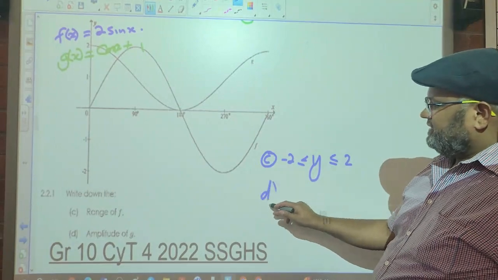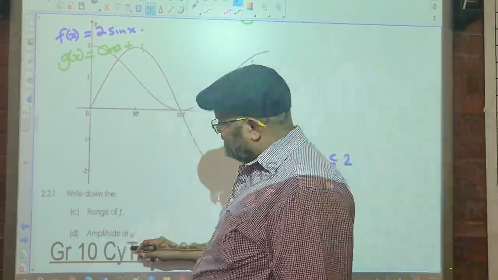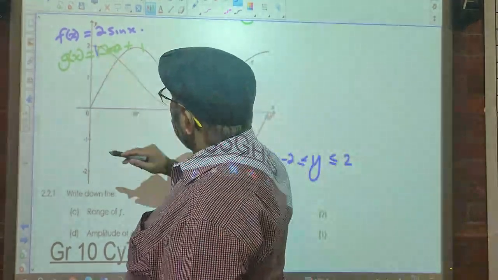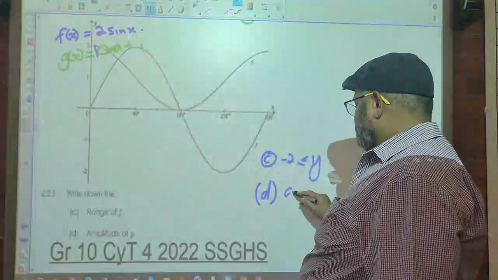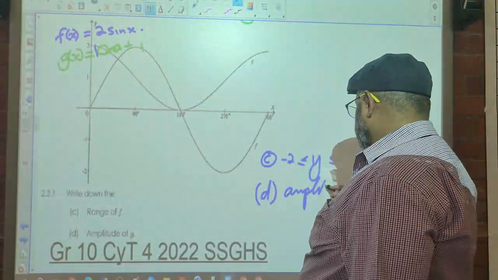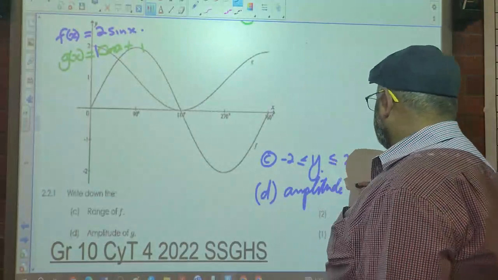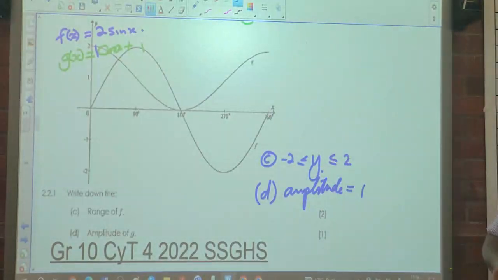He's asking with regards to the amplitude of g. We already spoke about the amplitude. So the amplitude of this graph, of course, is 1. Okay.